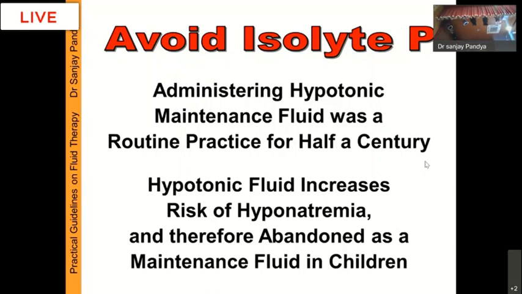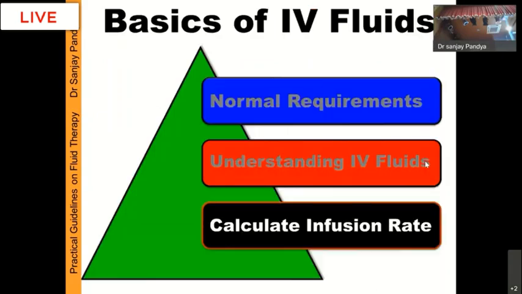Initially, for about half a century, it was routine practice to use it as a maintenance fluid. But because of the hypotonic nature, high risk of hyponatremia, it is almost abandoned as a maintenance fluid in children. But useful where? Useful in treatment of hypernatremia, where we need to provide more fluid. Now, with this, we will end the basics of IV fluid.